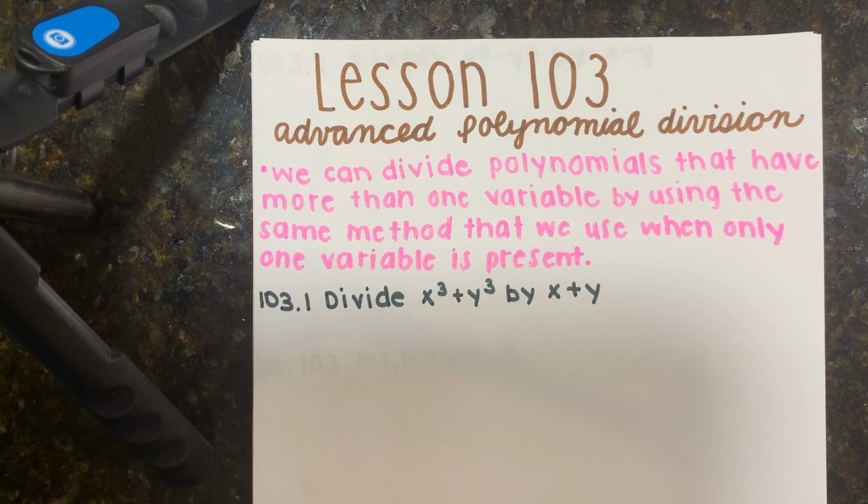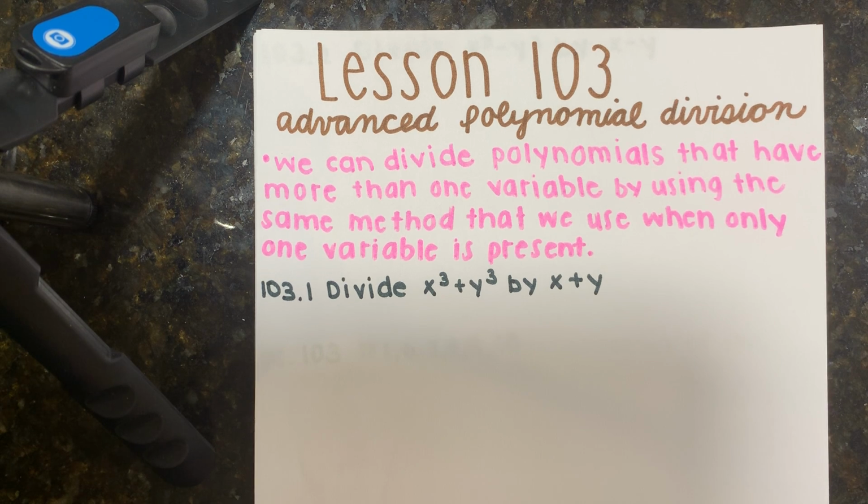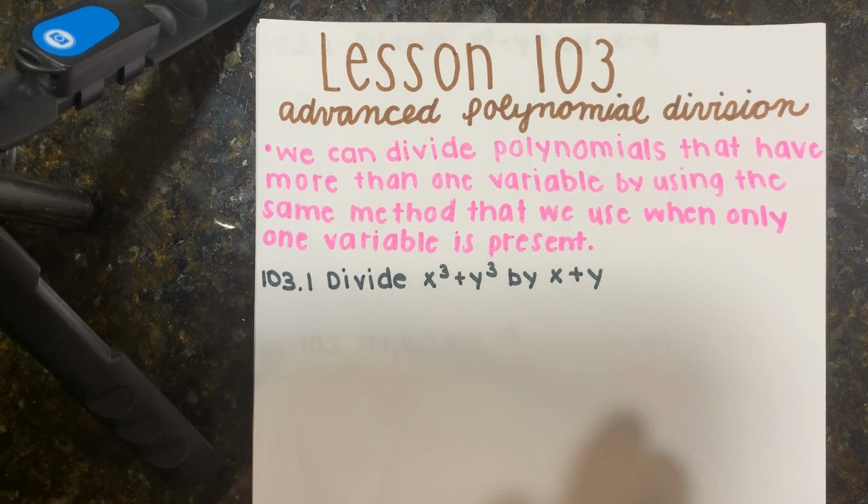So lesson 103 is on advanced polynomial division, and the note that they give us is that you can divide polynomials that have more than one variable by using the same method that we use when only one variable is present. So we're going to be dividing these two variables today using our long division. Don't forget that when you're dividing, you still need to input the missing variables.